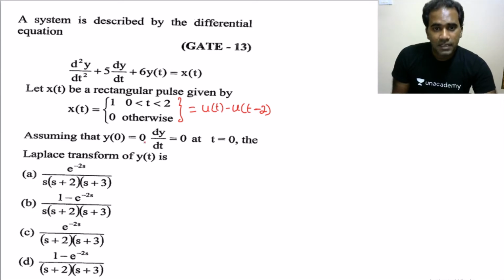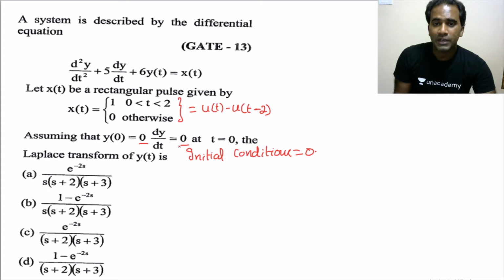And they're giving initial conditions. If you observe, they're giving the initial conditions of the output as 0 and 0, which means the initial conditions are 0. If initial conditions are 0, then the problem becomes much easier. Initial conditions are given as zeros, which means we don't need to consider initial conditions while solving for the output, right?